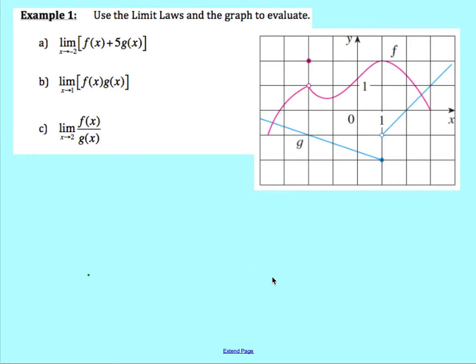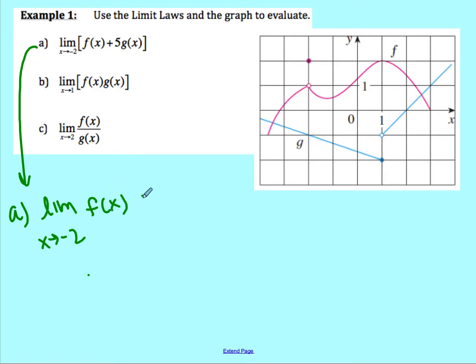All right, we're going to go ahead and use the limit laws and the graph to evaluate. So if I look at A, it says the limit as x approaches -2 of f of x plus 5g of x. So what I'm going to do is use my limit laws to break this down. The first thing is, as x approaches -2, I see addition, so I can actually find the limit of each one through addition.